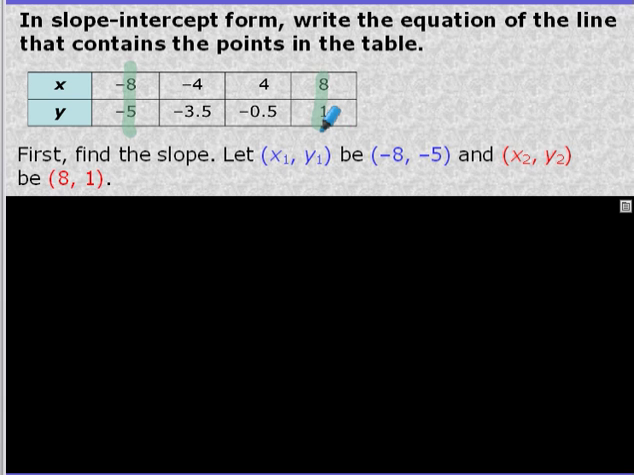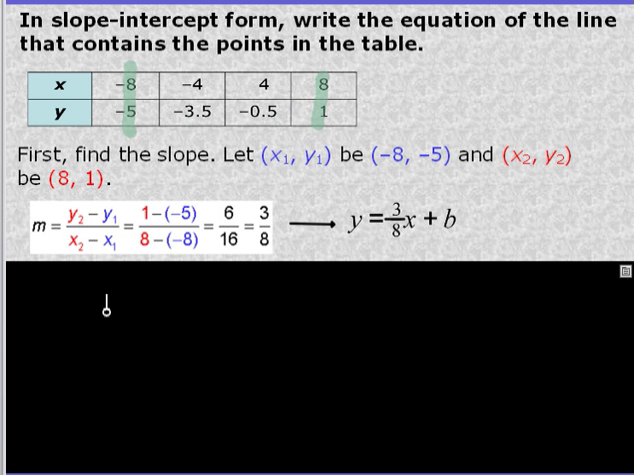And again, it doesn't matter which. I think they wanted to stay away from the points with the decimals in them, which is a good idea. So plug those into your slope formula, y2 minus y1 over x2 minus x1. You're going to get 6 over 16, or 3/8. You should reduce your fractions.